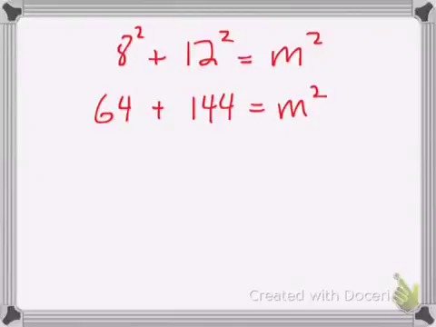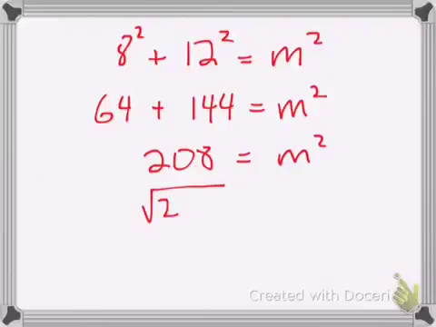Now, remember what the direction said. What did the direction say? In simplified radical form. So I'm not going to use a calculator for this. I'm going to simplify the radical. This will be 208 equals m squared, which means m equals the square root of 208.